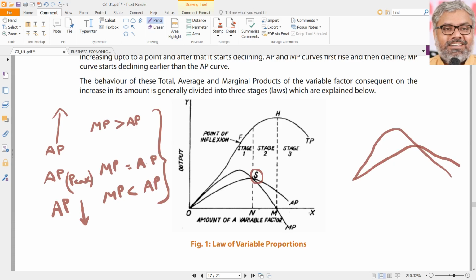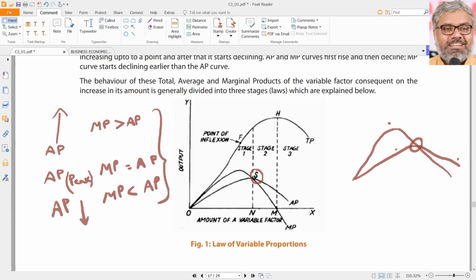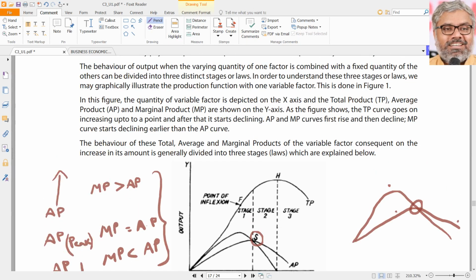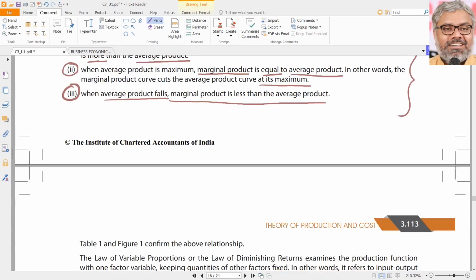First point, when the average product is on the rise, marginal product is more than average product. When average product is at the peak, marginal product and average product are the same. When the average product is on the decline, then the marginal product is less than the average product. That's all. These are the 3 points to be noted related to the relationship between average product and marginal product. That is a very important aspect related to this law of variable proportions.